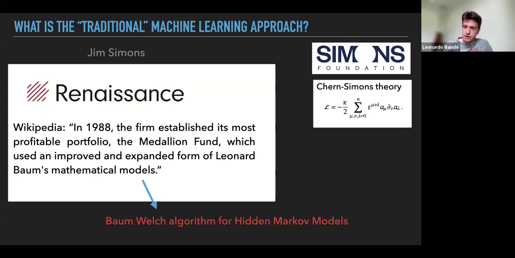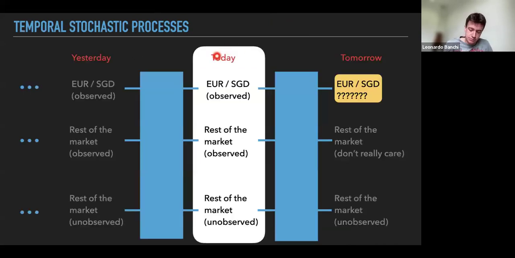So how can we rephrase the problem in this language? Well, we have something like this. Suppose that today we are here in this white spot. We have observed the euro versus Singaporean dollar exchange rate, and we would like to predict what's going to happen tomorrow. Now, it's kind of silly to think that one is able to do this by just observing the euro versus Singaporean dollar value, because this is correlated with many other variables.